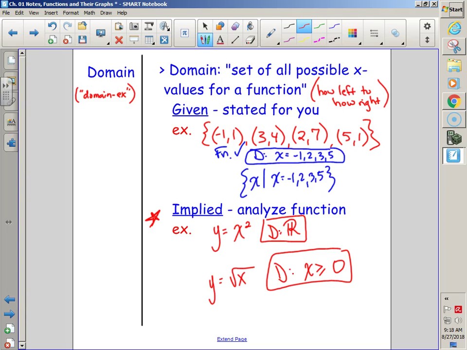Does that make sense? And this is where it gets hard, because they can't always tell you what the domain is. You have to get to know these functions so well, you know what's legal and what's not. Does that make sense?